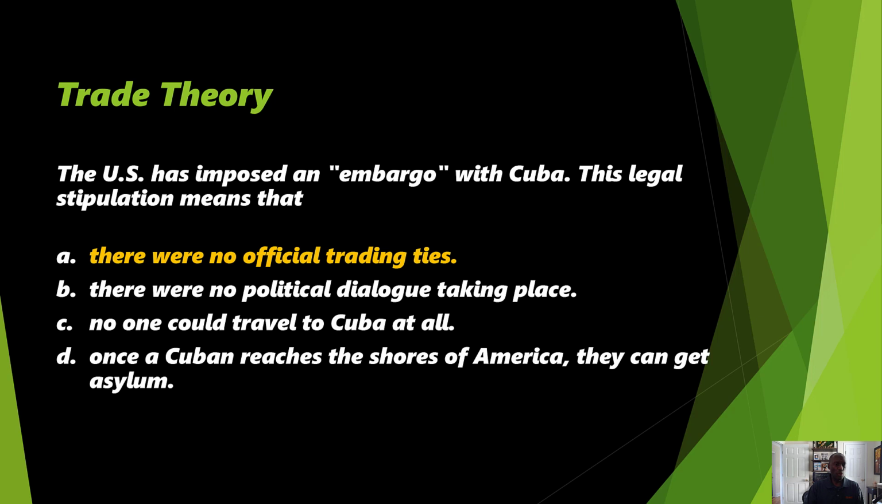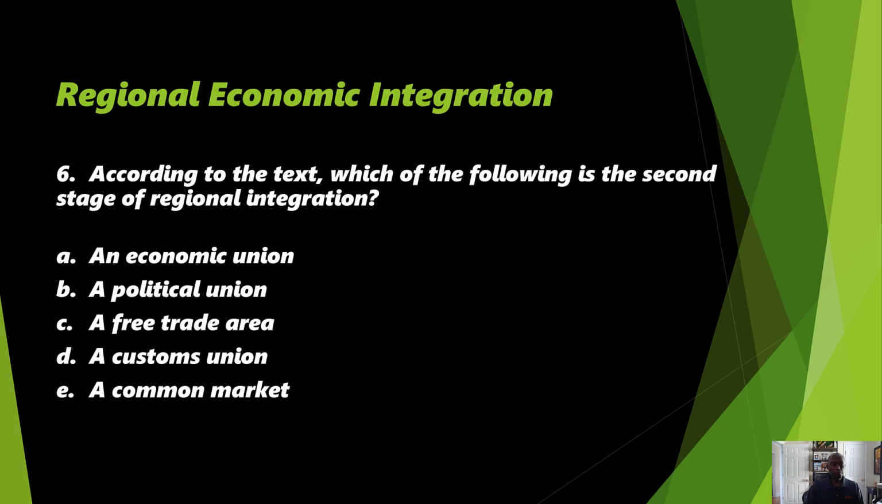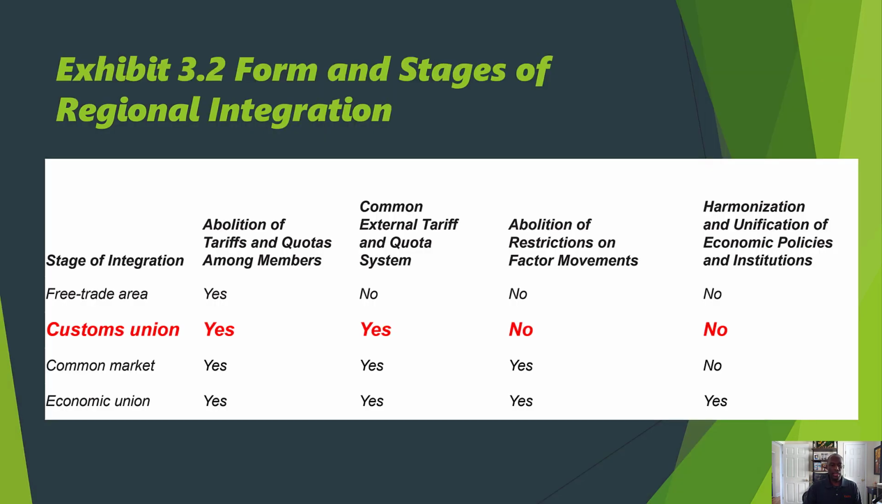All right, let's move on. According to the text, which of the following is the second stage of regional integration? That would be the customs union, and that includes a tariff-free area and also an external tariff policy.